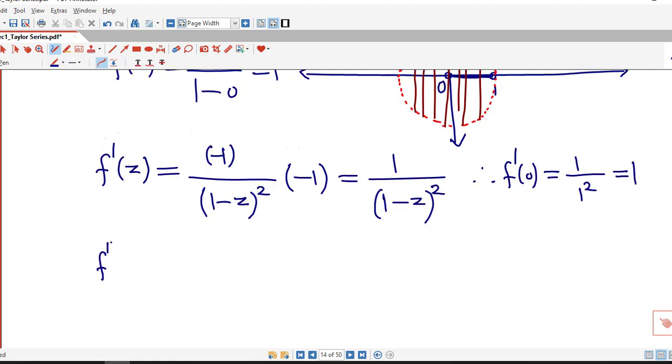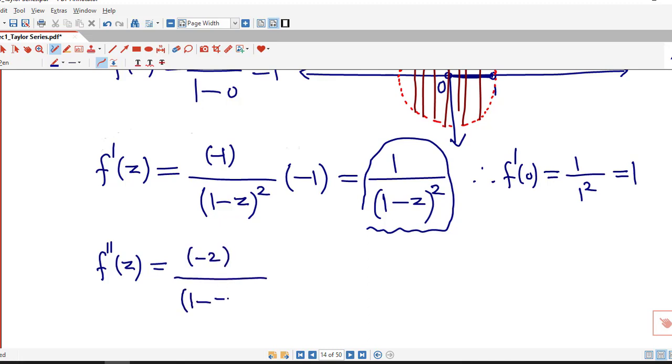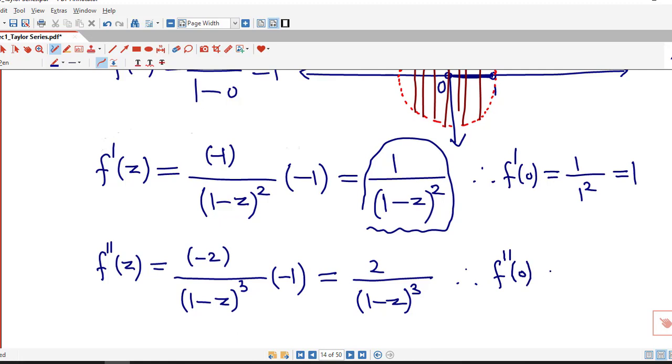We find the second derivative. The second derivative of f of z is nothing but the derivative of f dash z, which is minus 2 divided by 1 minus z cube into the derivative of 1 minus z with respect to z, so it is minus 1. So this is going to be positive, and we are left with 1 minus z whole cube. Therefore the second derivative at 0 is 2 over 1 minus 0 cube, that is 2.